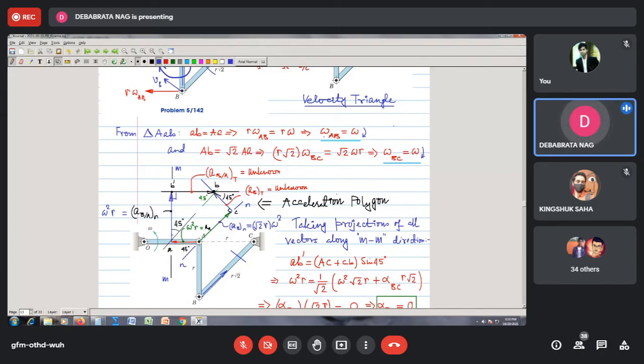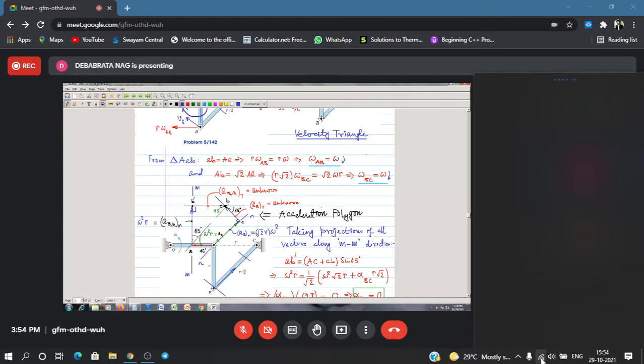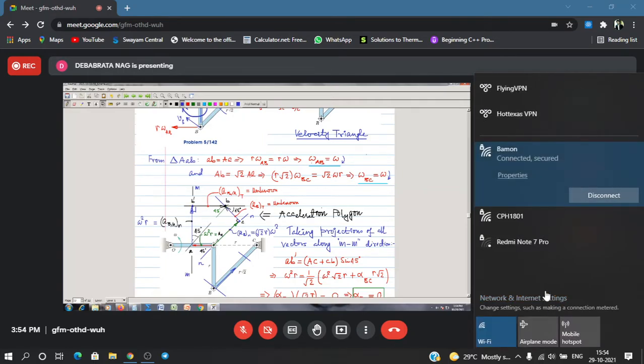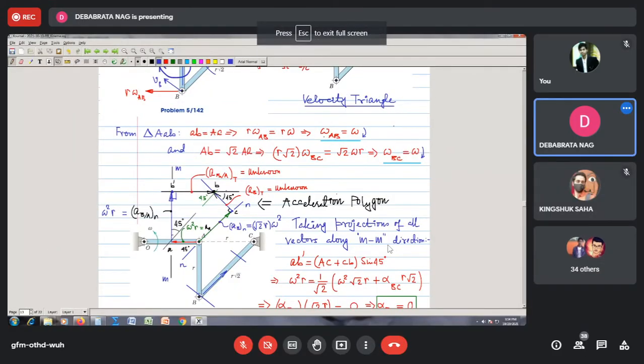What will be the other component of acceleration? That is going to be perpendicular, so this line is going to be my direction for tangential acceleration, but the sense I do not know. So since this is completely known to me, I come to its tip, and through the tip, you remember you had earlier drawn one black line of B relative to A.